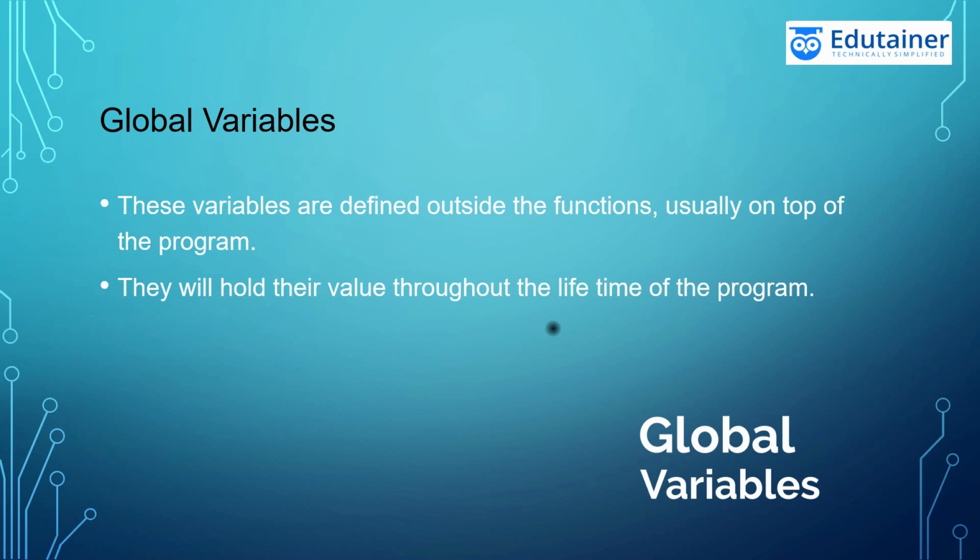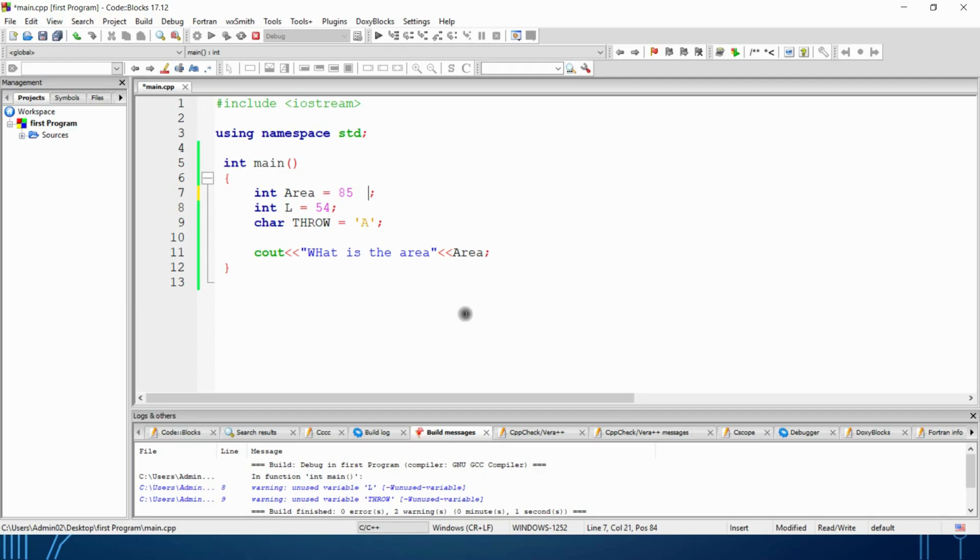So, now let's move to Code::Blocks to check the difference between the global variables and the local variables. Suppose in this example only, I will be telling you what are the local variables. So you can see over here, these complete three variables, whether it's area, L or throw, are the local variables because these are defined inside the function main with a variable scope over here, and these can be accessed inside this scope only. You cannot access this outside the scope.